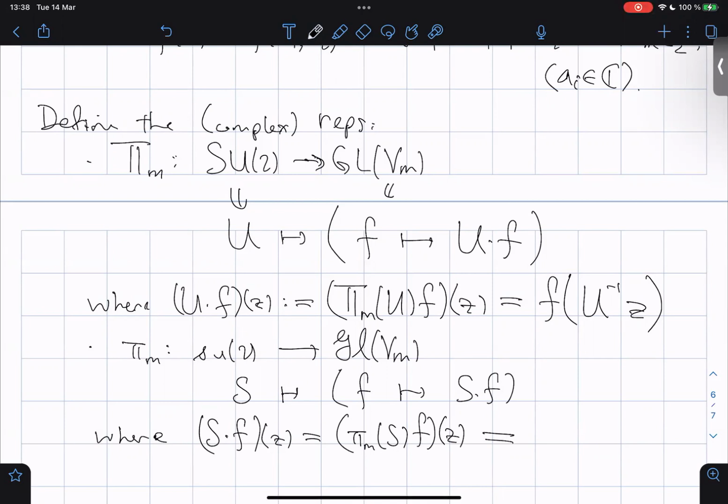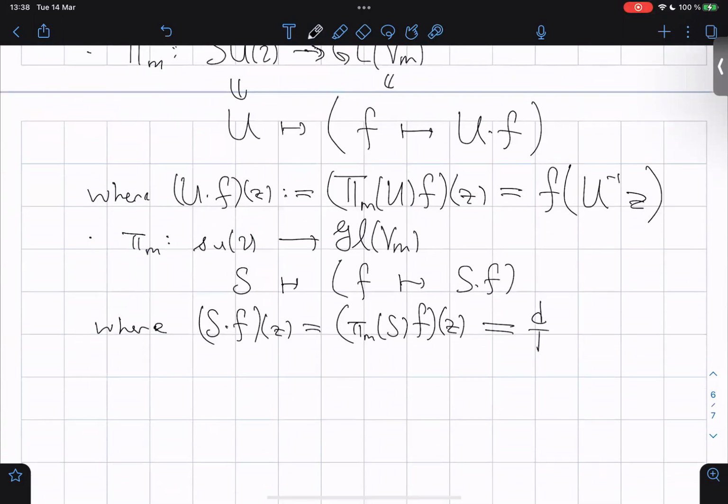So you pass from the group level to the Lie algebra level through a differentiation. So what are you supposed to do? Associated to this S, I take the corresponding exponential, e to the tS. So that's my U. And then I invert it, that's what this is telling me to do. So I invert it, and then I apply it to Z, feed it into this F, then you differentiate.